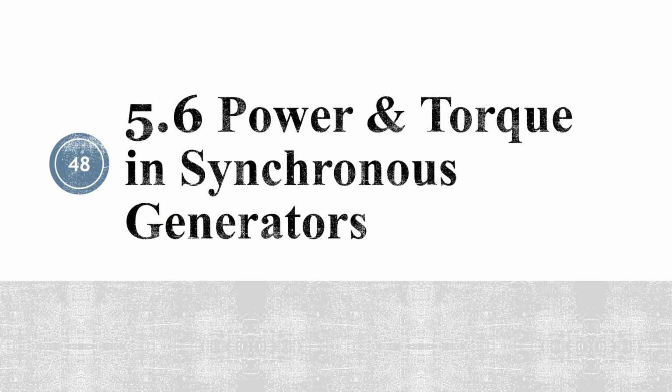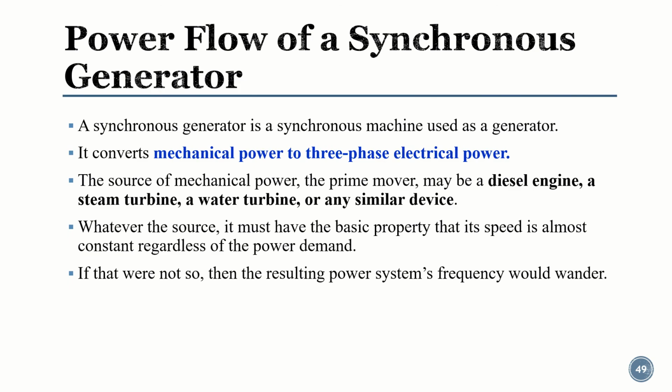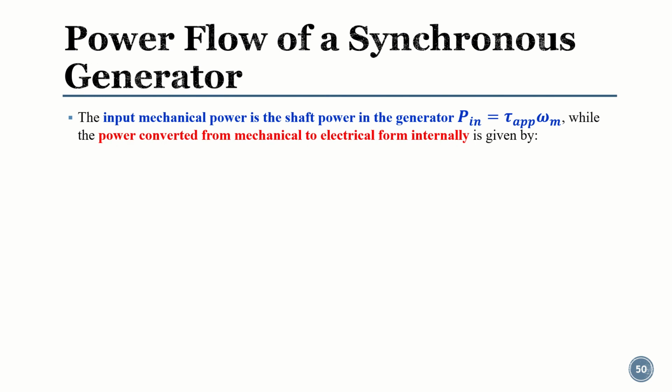Now if we talk about the power and torque, we know that in the synchronous generator, the input is the mechanical power, and that mechanical power is converted to electrical power. The input power we can write as the applied torque multiplied by the angular velocity of the prime mover. And this power will be converted to electrical power, which will be the induced torque multiplied by the angular velocity. Same concept which we learned in the last chapter.